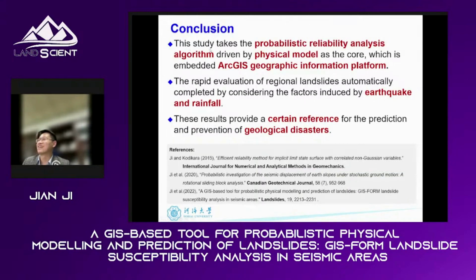So this study takes the probabilistic reliability analysis algorithm driven by the physical model as a core, which is embedded into the ArcGIS platform. And we can realize the rapid evaluation of regional landslides automatically, considering factors induced by earthquake and also rainfall. But the latter part is still ongoing and unpublished work. I think these results can provide a certain reference for the prediction and prevention of geological disasters.